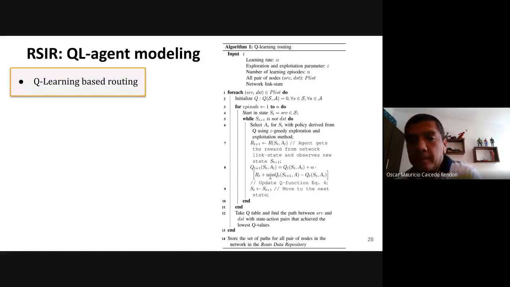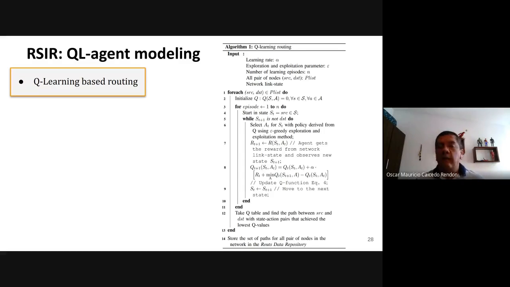The last step is to define the reinforcement learning algorithm. In this case, we use Q-learning, but you can use SARSA or another Q-learning approach. This is the Q-learning algorithm, and the inputs are the learning rate that we need to define, that is the alpha.